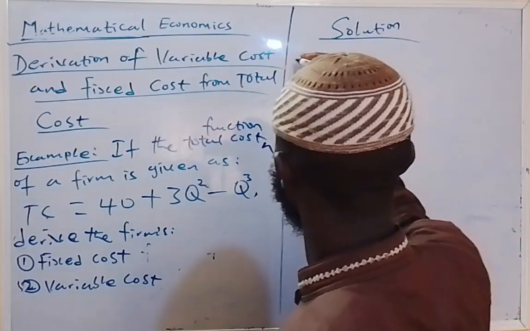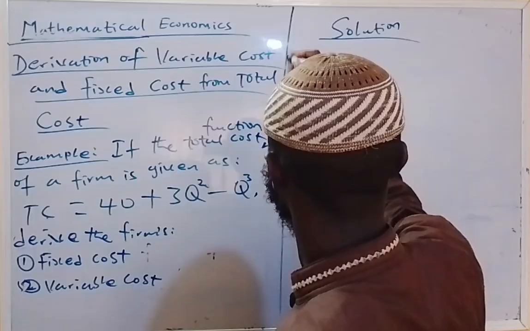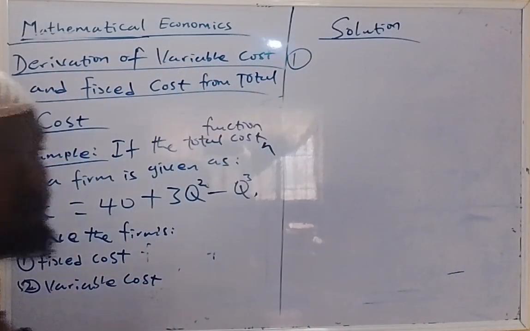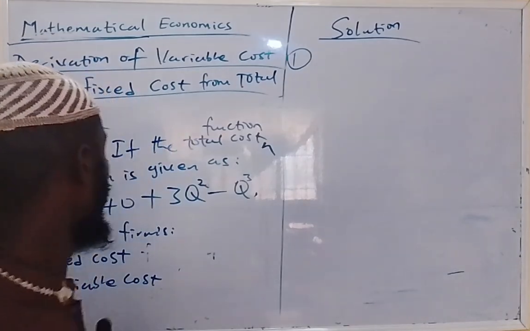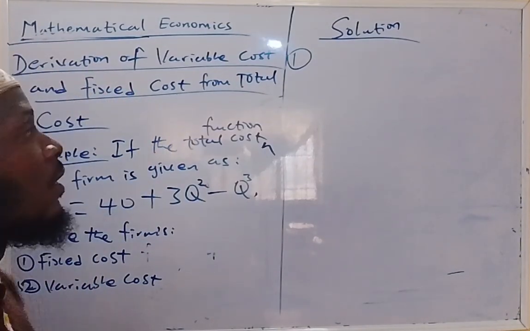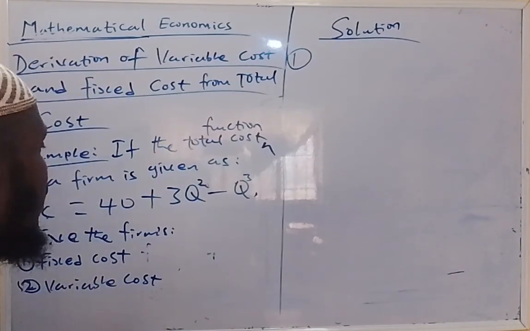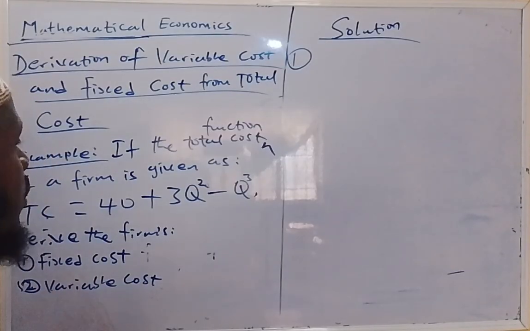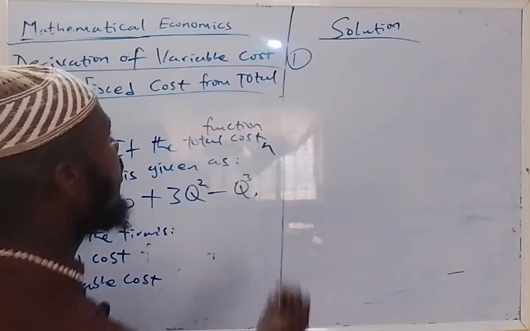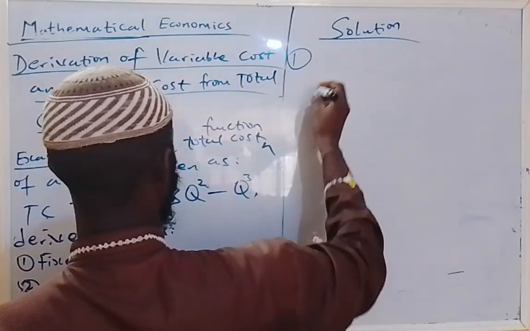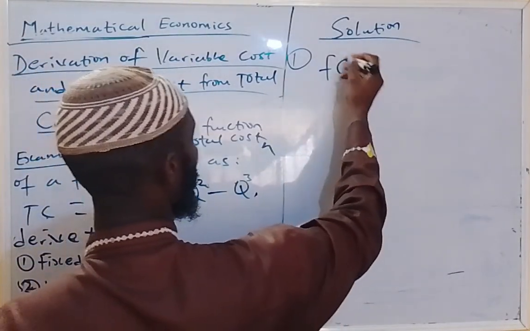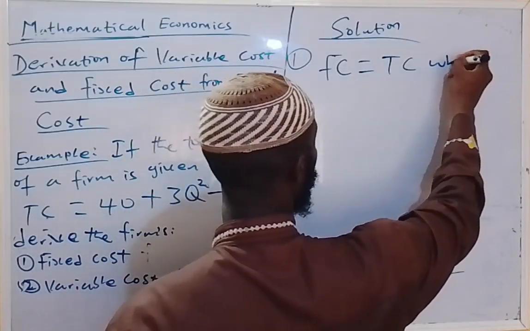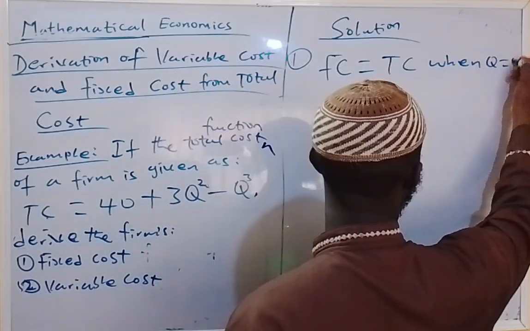So how do we derive the fixed cost? So fixed cost is that part of total cost that does not depend on Q. So in other words, we can say that fixed cost is equal to total cost when Q equals 0.